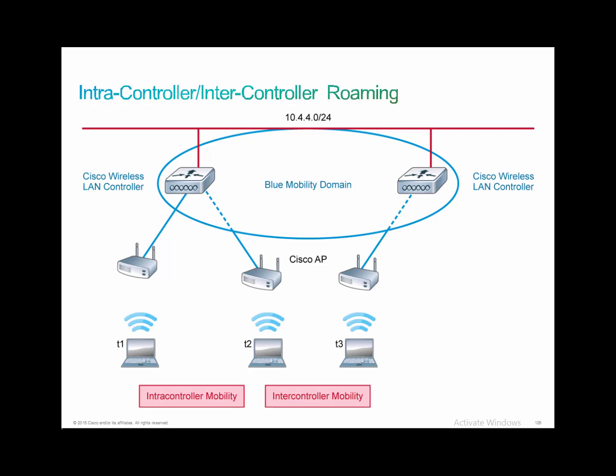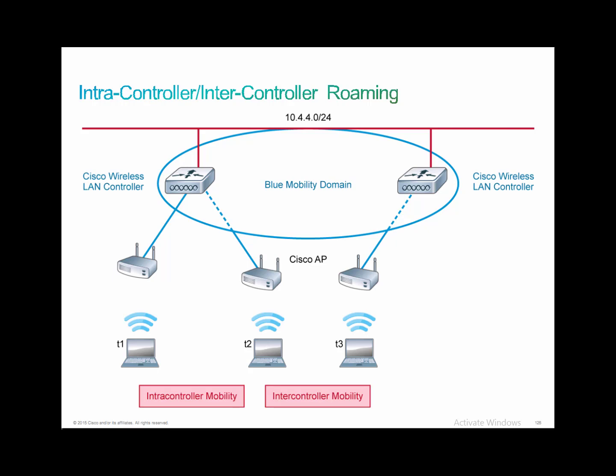Inter-controller roaming. Now, there's a couple of ways that inter-controller roaming occurs. It can either occur at layer 2 or it can occur at layer 3. Even though it may be a layer 2 roaming event, the process is different when a client roams from an AP that's joined to a single controller and then roams to an AP that's joined to a different controller. So let's say now we're moving from T2 to T3. When the client at T2 moves over to T3, it's going to associate to an AP that's part of that new controller.